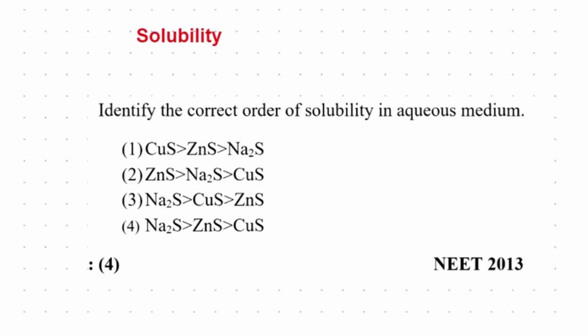Look at the first question. Identify the correct order of solubility in aqueous medium. Copper sulfide, zinc sulfide, sodium sulfide. These are given. Out of this, you know very well that sodium sulfide is the most soluble among the three salts. Okay, it's an alkali metal sulfide. So sodium sulfide is the most soluble. So the correct answer should be either 3 or 4. You can rule out 1 and 2.